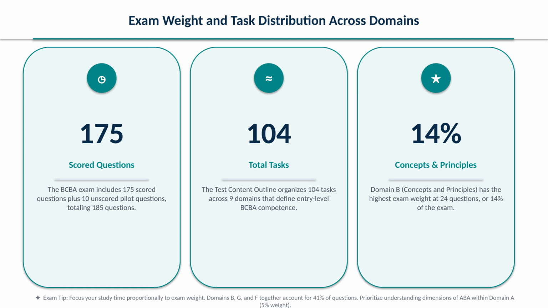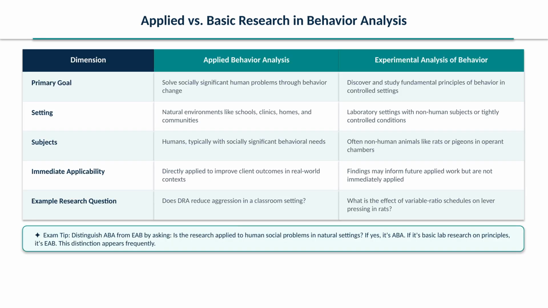On this slide, we're distinguishing applied behavior analysis from basic research, a distinction you'll need for the BCBA exam. Applied research tackles socially significant human problems in natural settings like classrooms or homes, directly improving client outcomes. For example, asking whether DRA reduces aggression in a classroom is applied because it targets a real-world behavior change. Basic research, in contrast, explores fundamental principles under controlled lab conditions, often using non-human subjects like rats on variable ratio schedules. While basic findings inform applied work, they aren't immediately implemented.